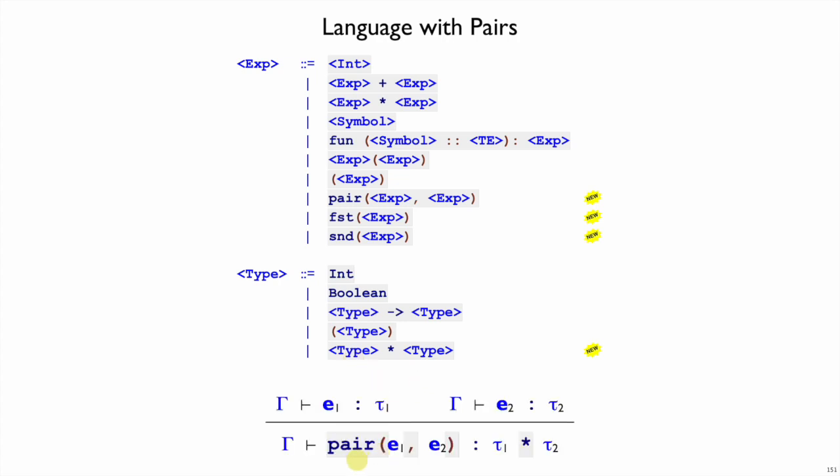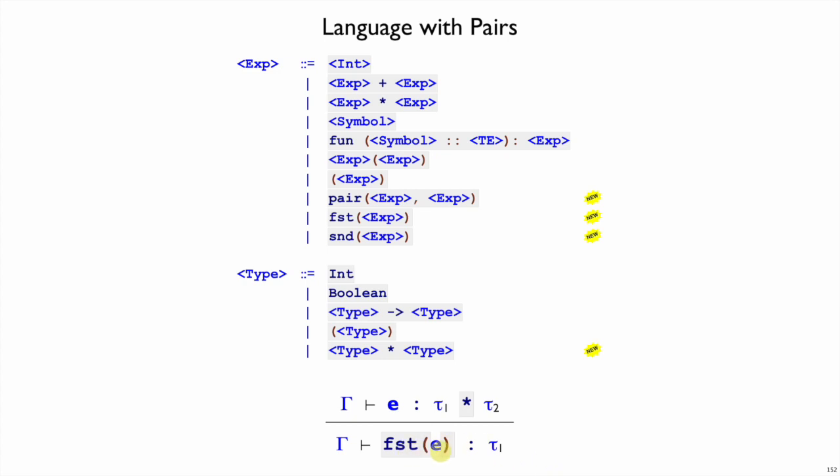And the type rule for that would be if I have a pair of E1 and E2, then as long as E1 has a type tau1 and E2 has a type tau2, then the type of the pair expression is tau1 cross tau2. And if I want first of some expression, that expression needs to have a pair type, tau1 cross tau2, and the result, of course, is going to be of type tau1, whereas second, the result is of type tau2. So those are the type rules you would need to add pairs into our typed variant of Mo.